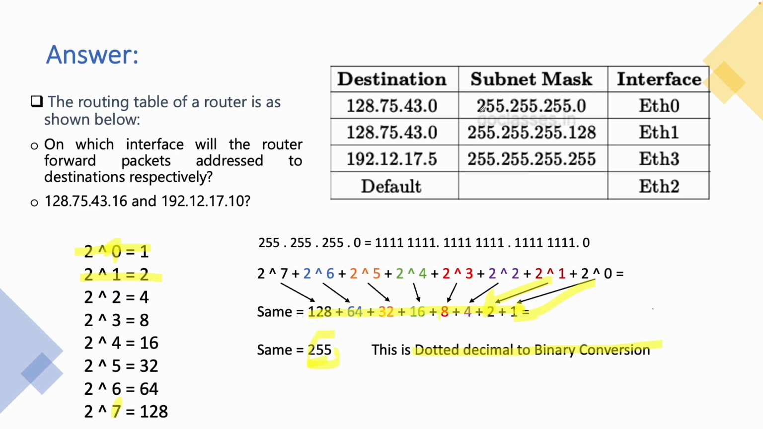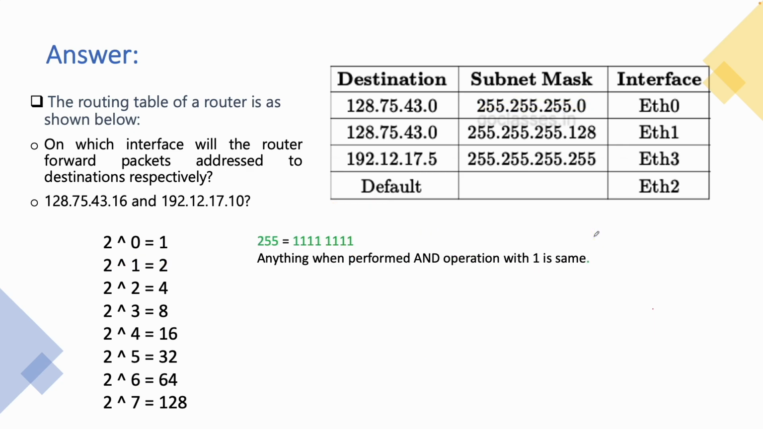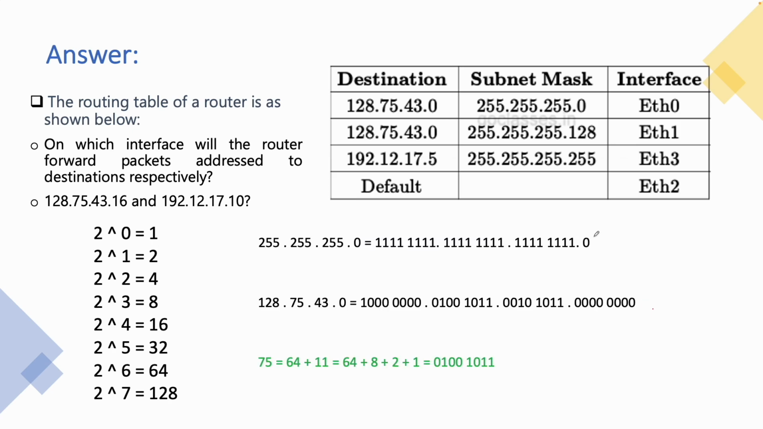So to convert this subnet mask into binary, you have to perform this procedure. In the end you will get this string. So when dotted decimal is converted into binary, it gives you this string of numbers. Keep this in mind. Next, we have to perform the AND operation. For that, we have to convert the IP address into binary notation as well. So how do you do it?